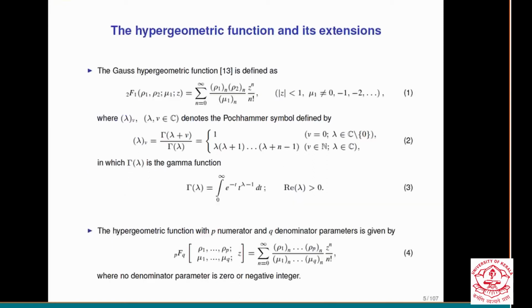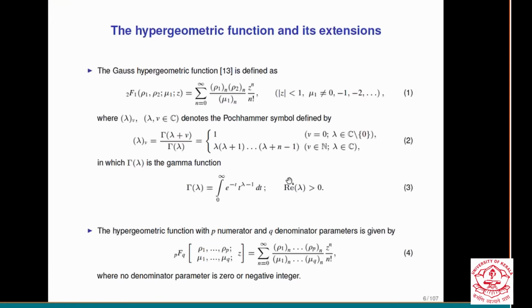This hypergeometric function we have just discussed, suppose we take it as equation number 1. This is known as the hypergeometric function, and here the convergence condition is mod of z less than 1, and mu is not equal to 0, -1, -2, -3, and so on. And here the Pochhammer symbol is defined: lambda to mu is gamma of lambda plus mu divided by gamma of lambda.